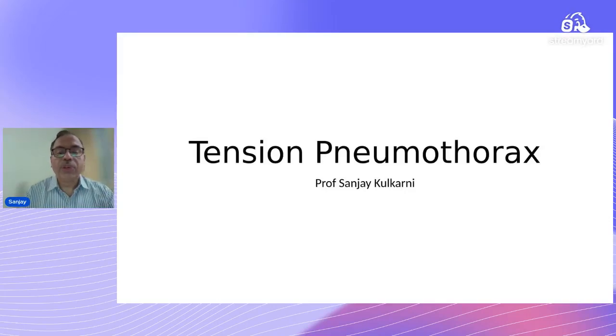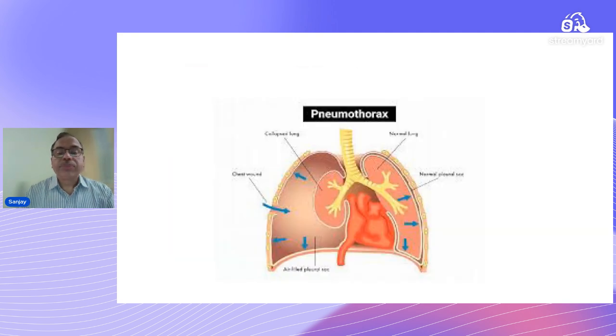Hello, viewers. Let us understand today about tension pneumothorax, one of the important surgical emergencies. Let's try to understand what happens, the pathophysiology behind development of tension pneumothorax. As shown in this slide, there is a creation of a one-way valve due to the breach in the parietal pleura.